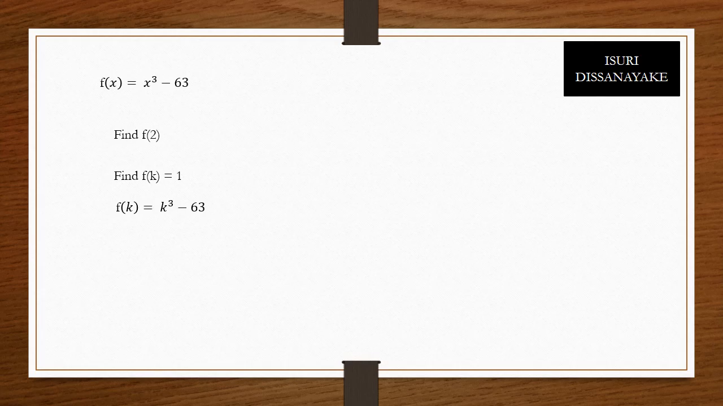So where I see x, I am going to replace it with k because k is my input. So it's going to be f(k) equals k cubed minus 63. But when I input k, my output is equal to 1. Now I am going to solve the function. k cubed equals 63 plus 1. k cubed is equal to 64. Whereas k is equal to 4. So when you input 4, your output is 1 to the function f(x), which is equal to x cubed minus 63.